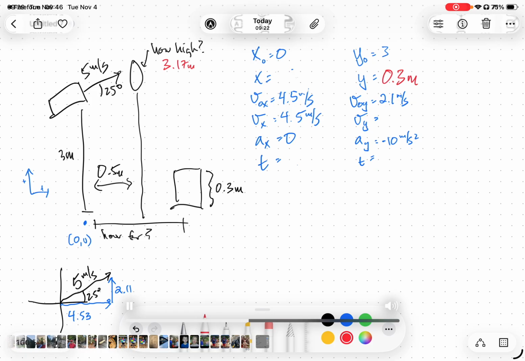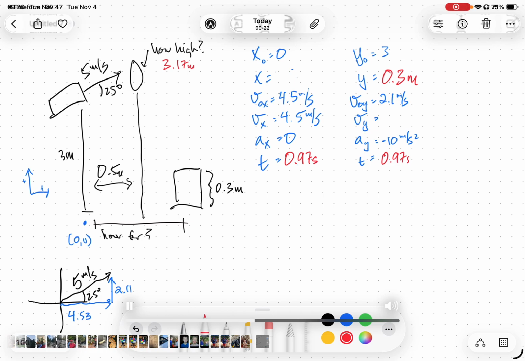And it will tell me how long it takes to go from 3 meters all the way down to 0.3 meters in the vertical direction. And that ends up being about 0.97 seconds or so. So that means that's how long it's been moving horizontally.